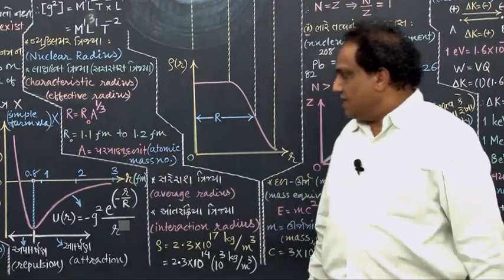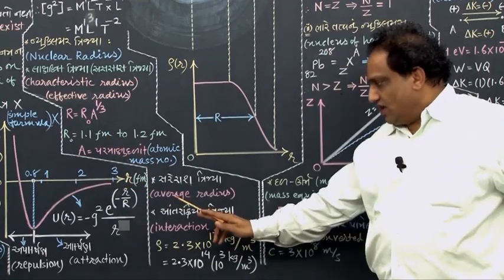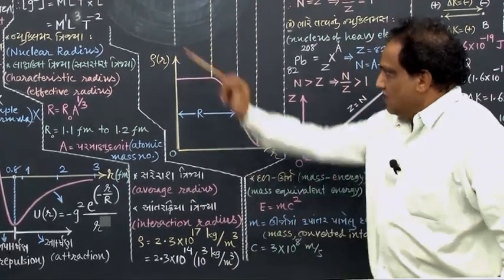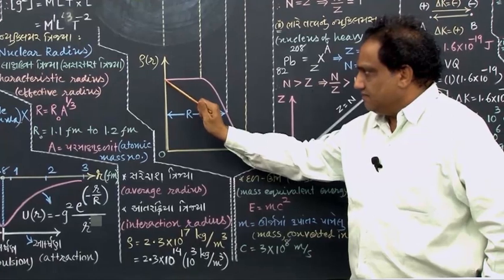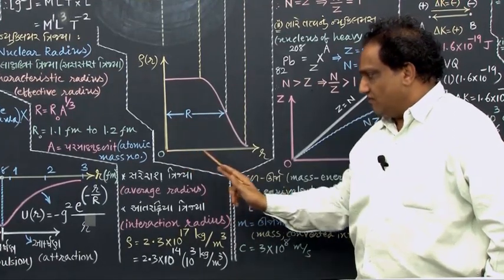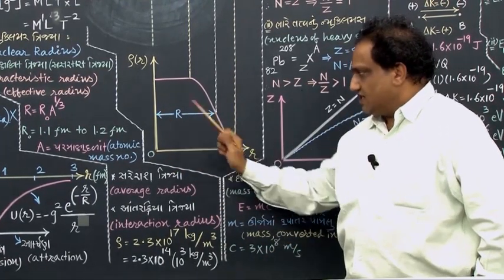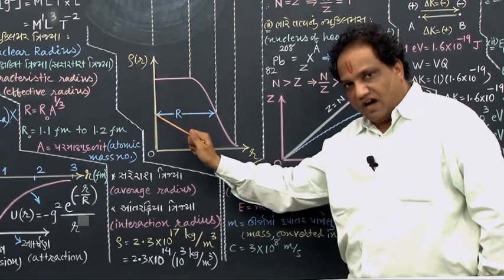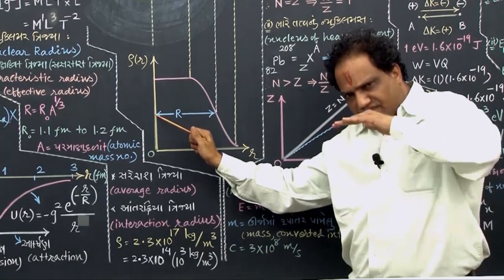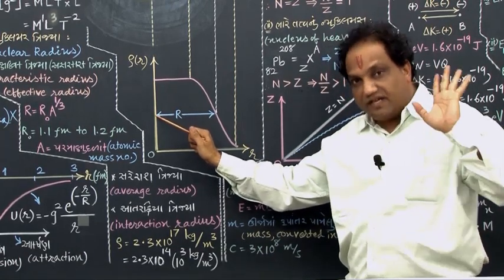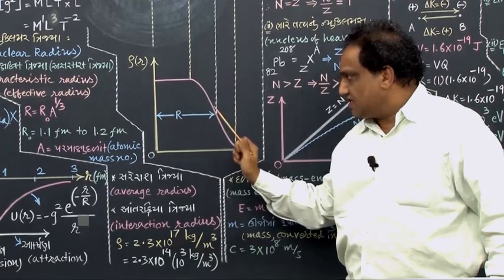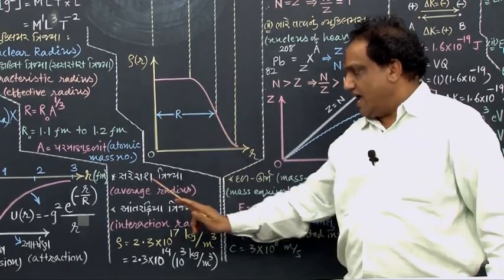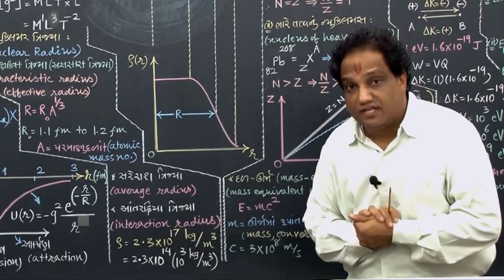Now, what is called average radius of nucleus? Simple. You start with this much density, you move away from the center of the nucleus, and at certain distance it will so happen that this density would become half of maximum density, that is 50% of density at the center. That much distance from the center of nucleus is known as average radius.